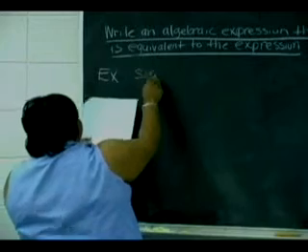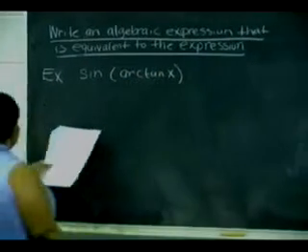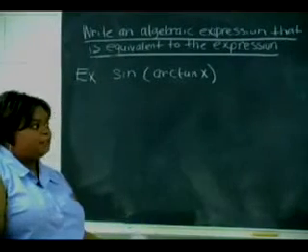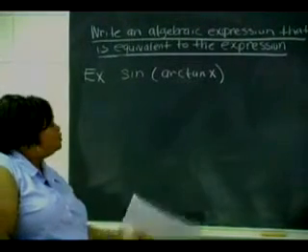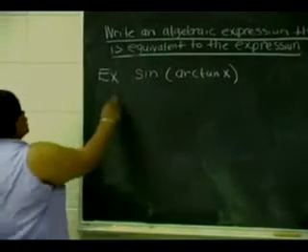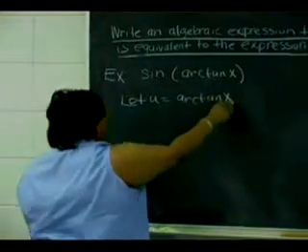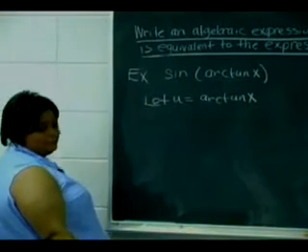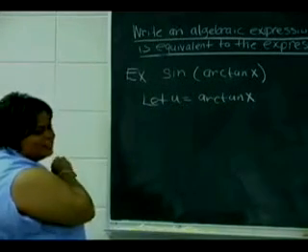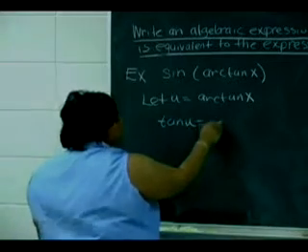Suppose we're given sine of arc tangent x. This is very similar to what we've done there. Very similar. But where we see values, we see what? X's. So what does this mean? If we let u equal arc tangent x, right? Let u equal what's in parentheses. Then what? Tangent u will equal what?